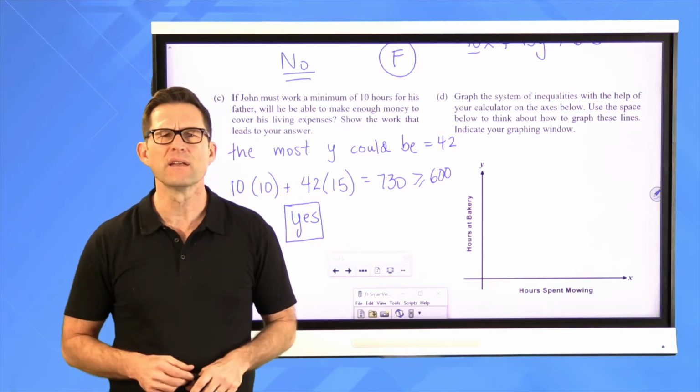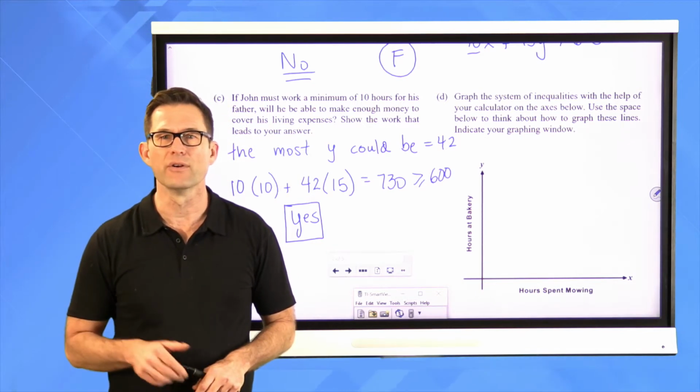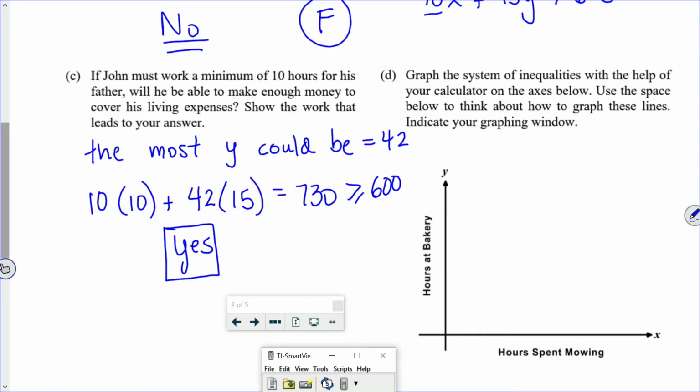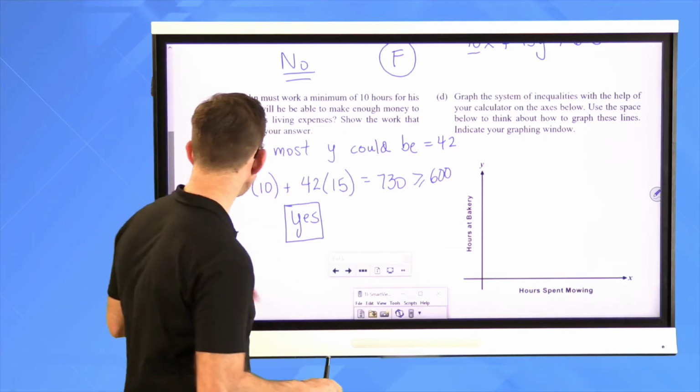Now let's get into maybe the little bit trickier part, letter D. Graph the system of inequalities with the help of your calculator on the axes below. Use the space below to think about how to graph these lines, and indicate your graphing window. All right, so let's take a look at this a little bit.